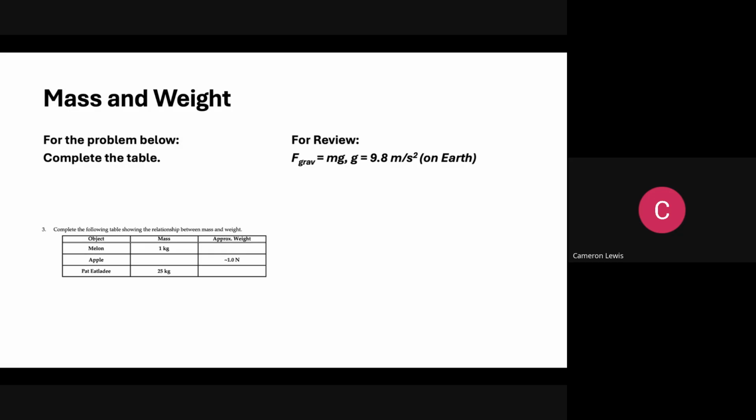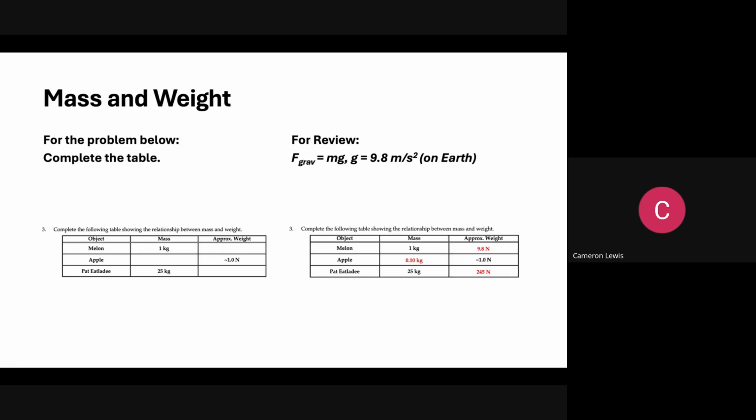All right. Do the last one. You have a mass. What's the approximate weight of Pat? What's Pat's approximate weight? That's his weight. And you get what? Exactly.